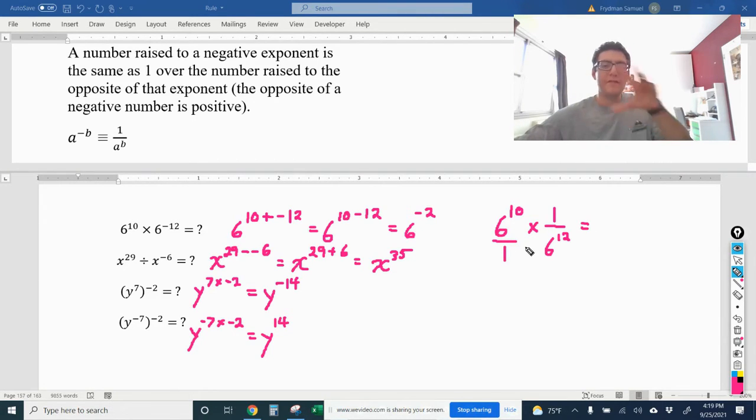And then when we multiply fractions, we multiply the numerators together. So 6 to the 10th times 1 is 6 to the 10th. And we multiply the denominators together. So 1 times 6 to the 12th is 6 to the 12th.